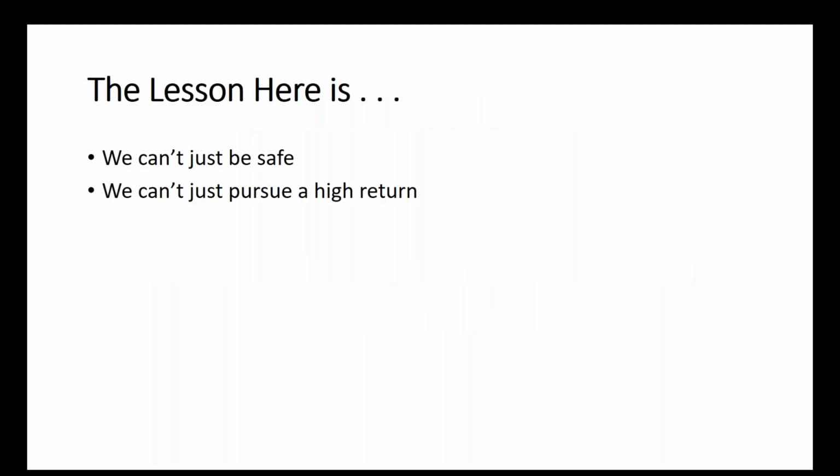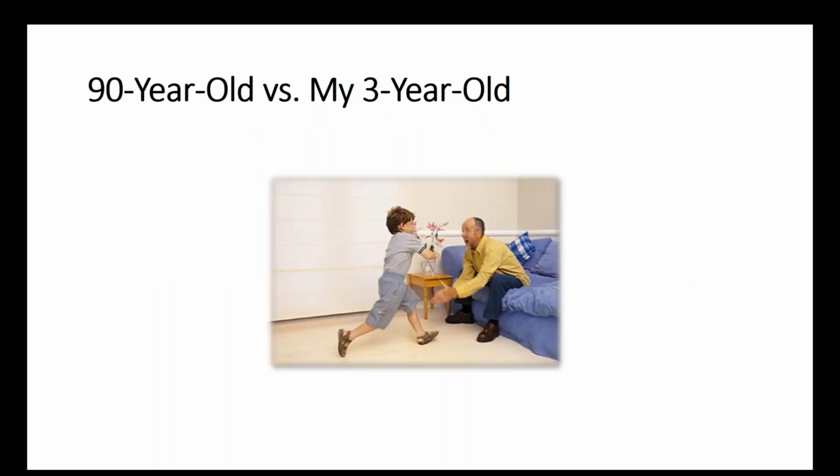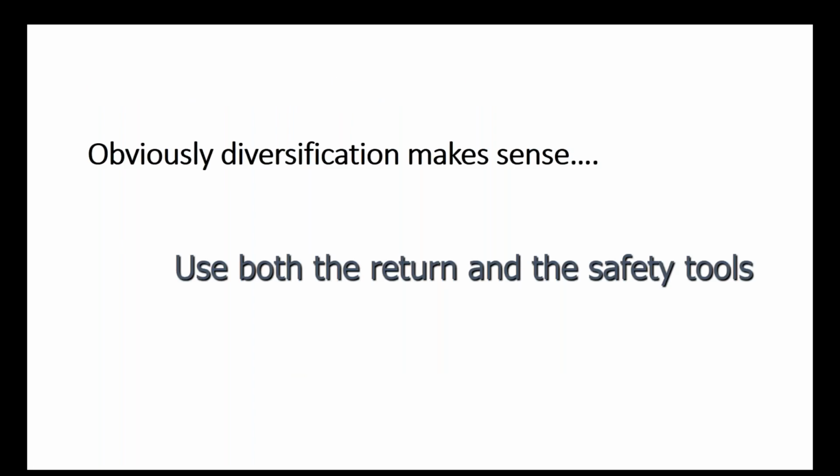The lesson here is we can't just be safe. We can't just pursue a high return. If you're a 90-year-old, you have to be worried about risk. If you're a 3-year-old, you have to be worried about inflation. But are our clients nearer to the 90-year-old or nearer to the 3-year-old? So should they be more worried about risk or more worried about inflation? Yeah, risk. So obviously diversification makes sense, and you should use both return and safety tools.